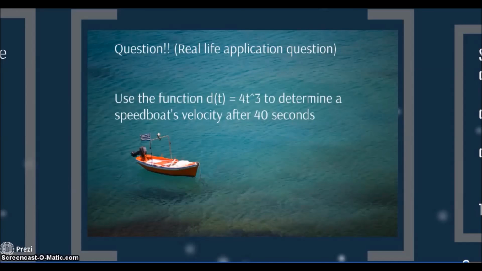Here's a question. Use the function 4t to the power of 3 to determine a speedboat's velocity after 40 seconds. And here is how you solve it.